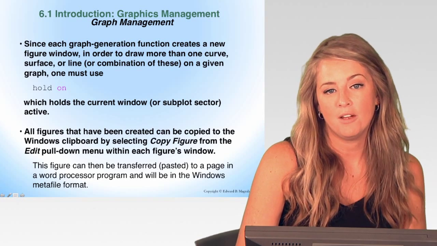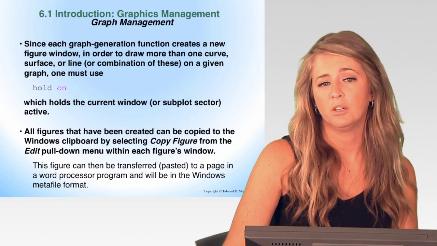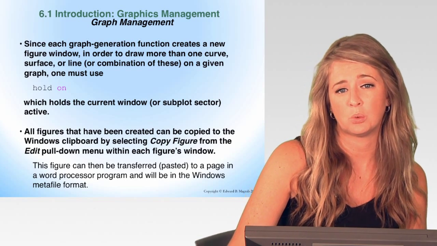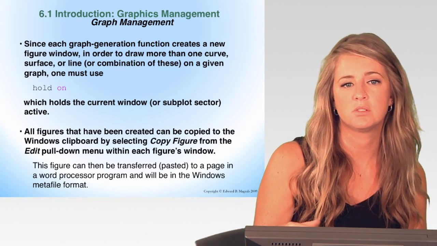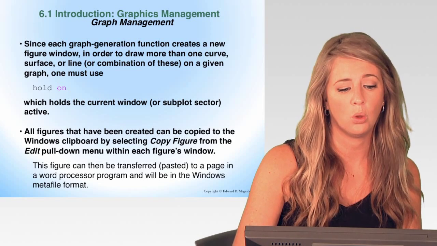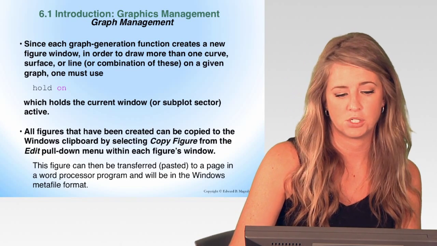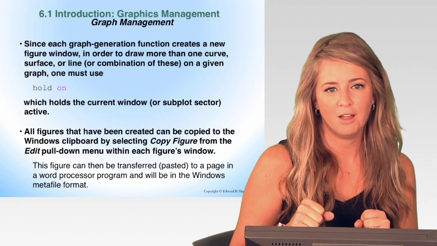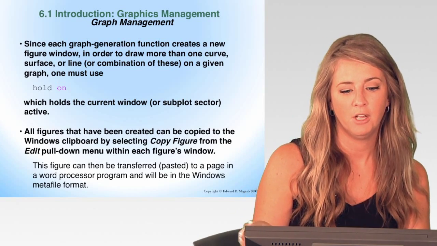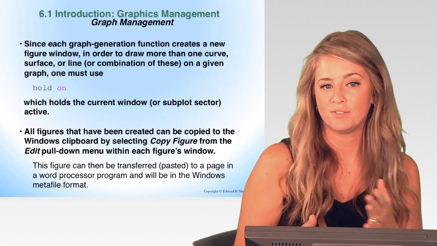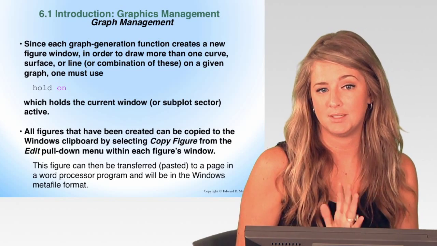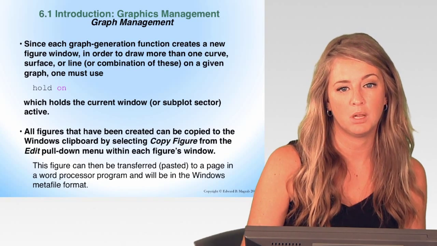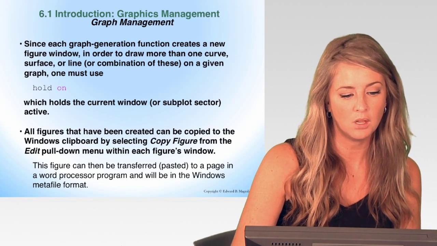Since each graph generation function creates a new figure window, in order to draw more than one graph, surface or line, or any combination of those on a given graph, you have to use this hold on function. And what that does is it basically holds on to one graph and places it on another graph. So if you have two graphs that you want to have on the same exact window, then you would use hold on between the plotting commands for those.